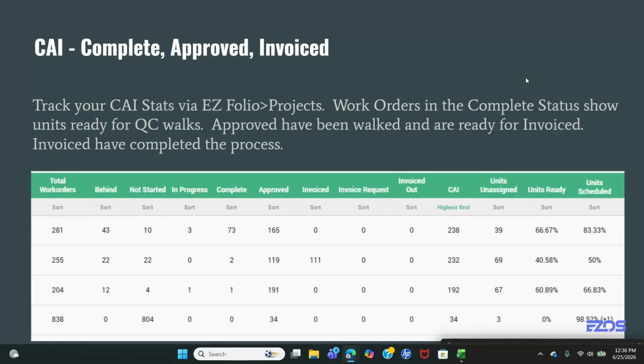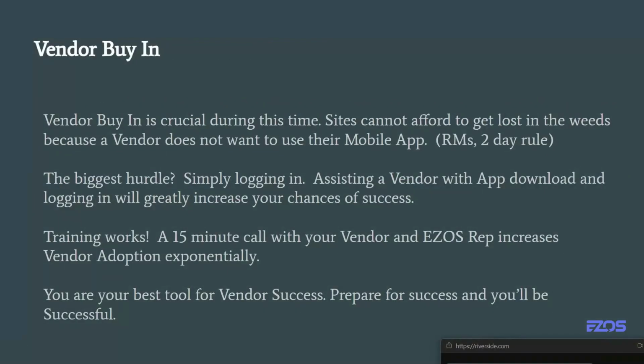What's important, again, is going to be the CAI rate here. You can sort by it. It equates all of the units that have work orders at least complete, approved, or invoiced, and that gets you to your unit ready percentage. So this is how you can watch during turn and see how many units have been completed, how many are ready for us to say, hey, keys are ready, let's get residents in here. This is a way for you to track that, not just going site by site, but at a portfolio level.